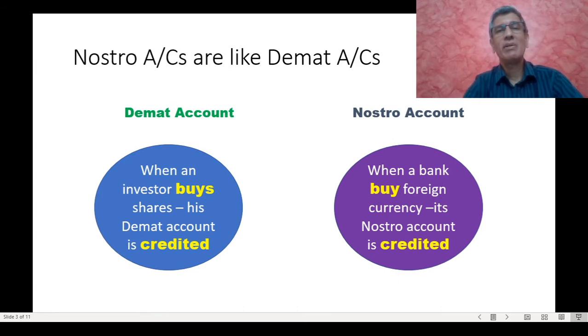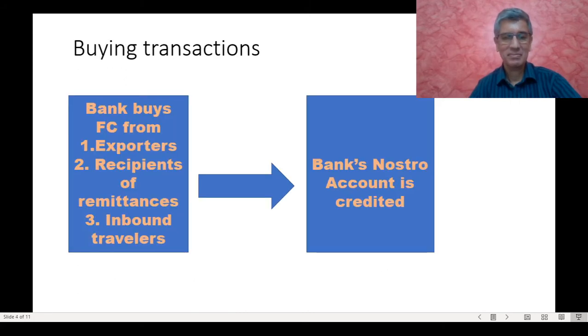To take the similarity further, when an investor buys shares, his Demat account is credited. Likewise, when a bank buys foreign currency, its Nostro account gets credited. So there are various buying transactions that banks undertake in foreign currency. Banks buy foreign currency from exporters, they buy foreign currency from recipients of inward remittance, and they also buy foreign currency from inbound travelers. Each of these foreign currency transactions results in a credit to the Nostro account of the bank.